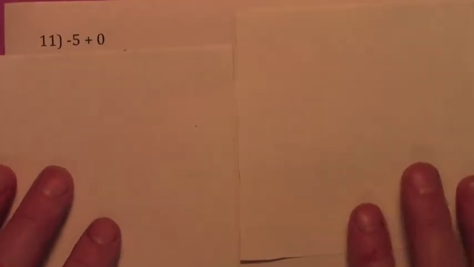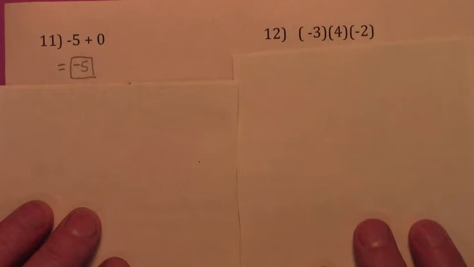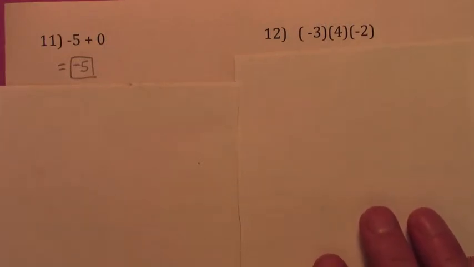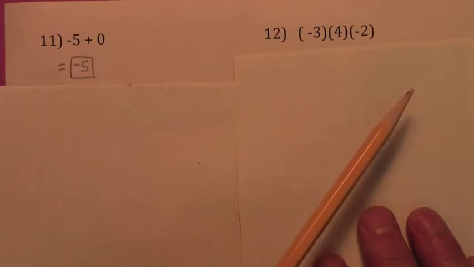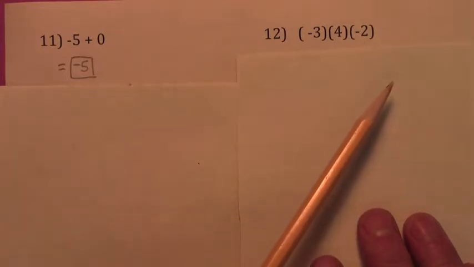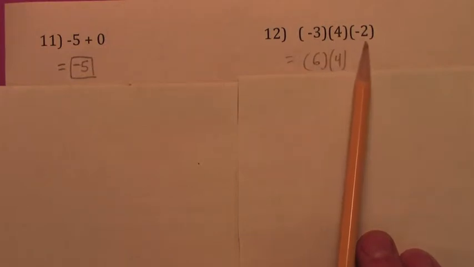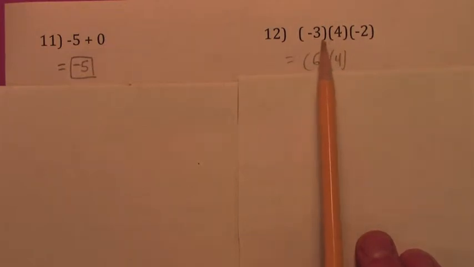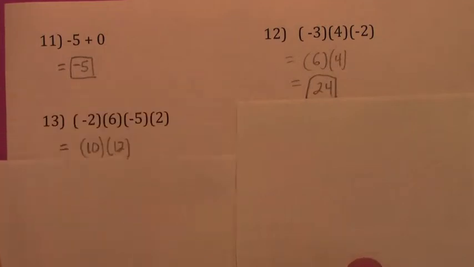Okay, let's do a couple more, then I'll give you some to practice. Negative 5 plus 0 is just negative 5. This is interesting. We've got three numbers we're multiplying: negative 3 times 4 times negative 2. How would you do this? Well, can I use the commutative law? Is it okay if I multiply the negative 3 times the negative 2 and get positive 6? Yeah, remember the commutative law applies to multiplication, so you can do that. 6 times 4 is 24. There you go.